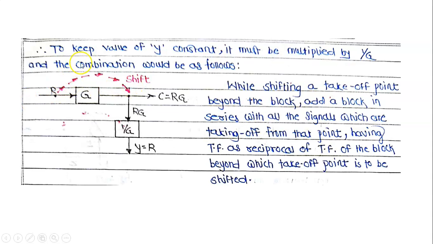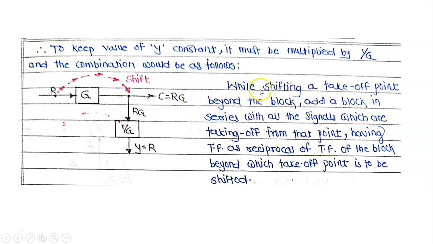Now see that to keep the value of y constant, it must be multiplied by 1 upon g, and the combination would be as follows. Now we have shifted this takeoff point beyond this block here. This is the takeoff point, its value is equal to rg. Therefore we have to add a block having the transfer function reciprocal of that block, that is 1 upon g. Therefore rg into 1 upon g, g and g get cancelled and y is equal to r. That is, the value of this takeoff point remains the same and the value of this c also remains the same.